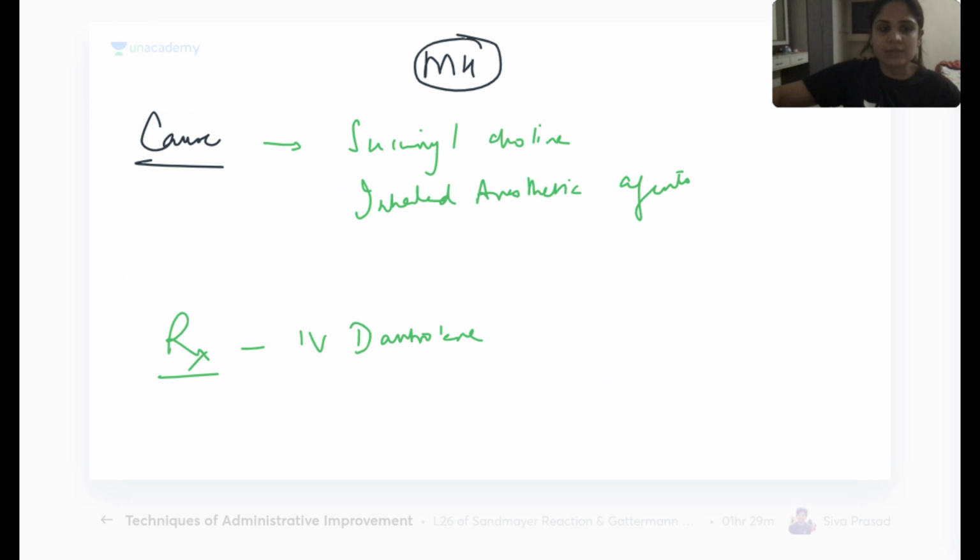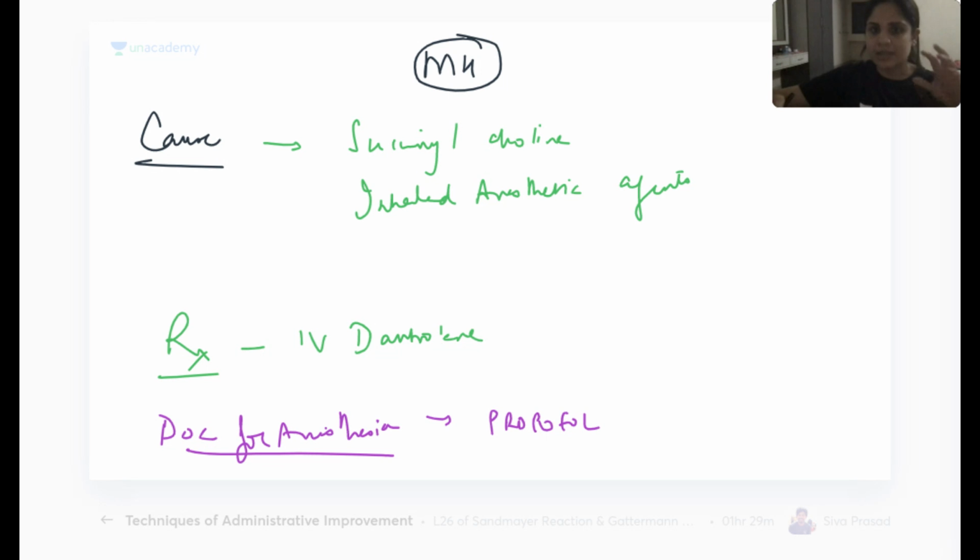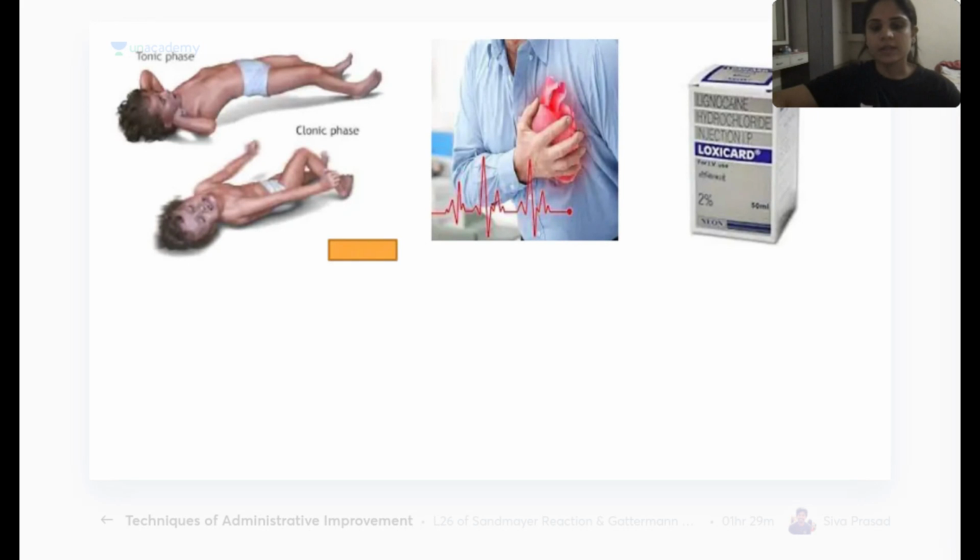What is the drug of choice for induction of anesthesia then? If I know that my patient has malignant hyperthermia, how will I give him anesthesia? Yes, I will give him propofol for induction, that is for the beginning of anesthesia, and I will maintain the entire anesthesia also with propofol. Alright. Now, identify this condition.